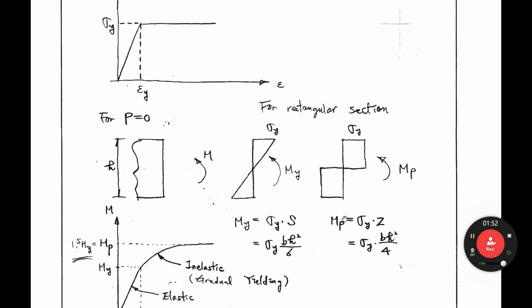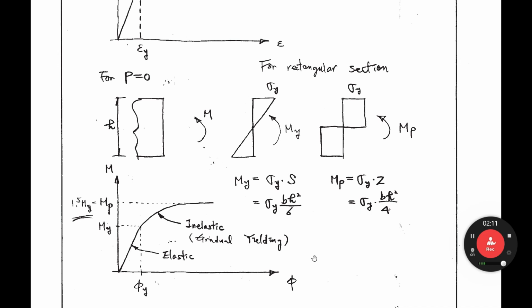So Mp equals sigma y Z. Z is the plastic section modulus, right? For a rectangular section, the plastic section modulus is bh squared over 4, like that. So if we draw the moment curvature relationship up to My, that is linear elastic. The curvature corresponding to My is phi y, the curvature at first yielding.